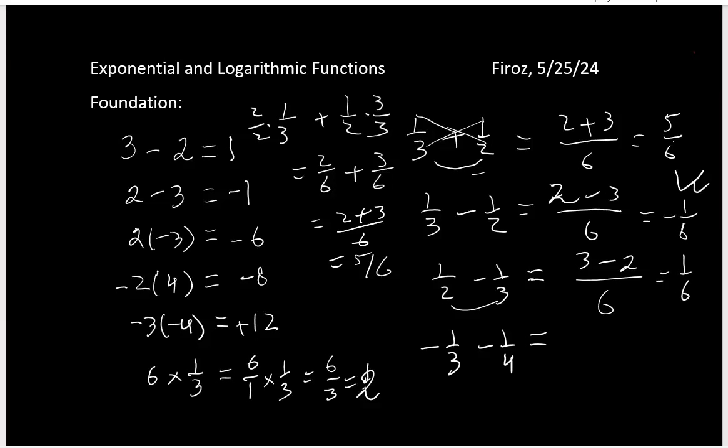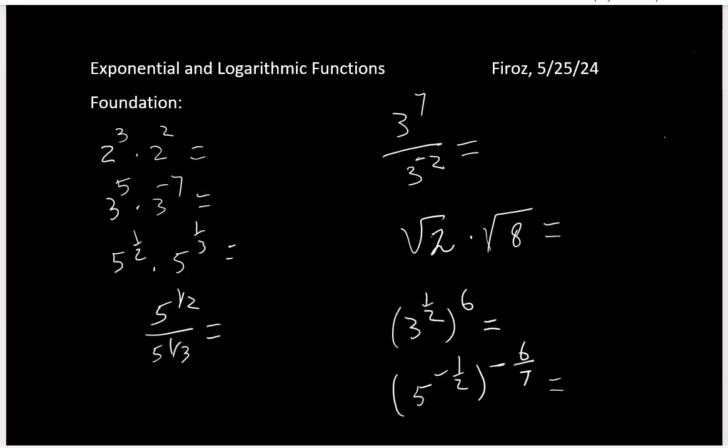Now this one, you have both negatives. You just write the denominator. 3 times 4 is 12. You don't have to consider the sign. And then 4 times -1 is -4. And then 3 times -1 is -3. So that gives you -7 over 12.